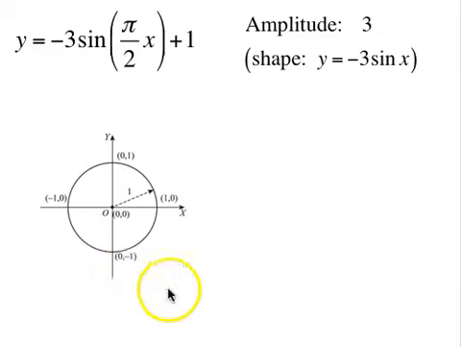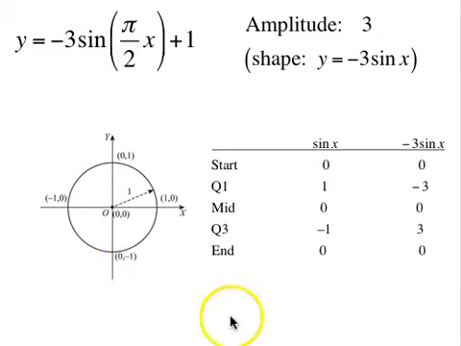So the sine, again, y values of the unit circle. So I have a starting point, first quarter, midpoint, third quarter, ending point. So again, looking at the y values, 0 for the starting point, 1 for the quarter point, 0 for the midpoint, -1 for the third quarter point, 0 for the end point. But our shape is -3 sine x. So multiply all these numbers by -3. 0 times -3 is 0. 1 times -3 is -3. 0 times -3 is 0. -1 times -3 is +3. 0 times -3 is 0. So this will take care of my amplitude, and my period is 4.